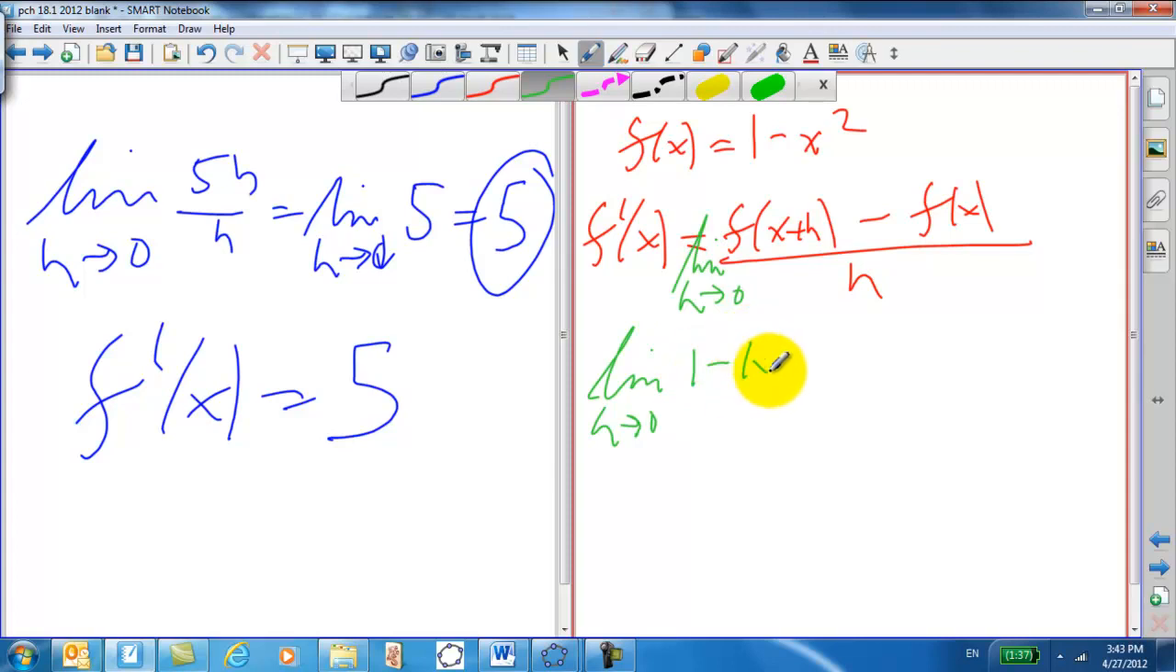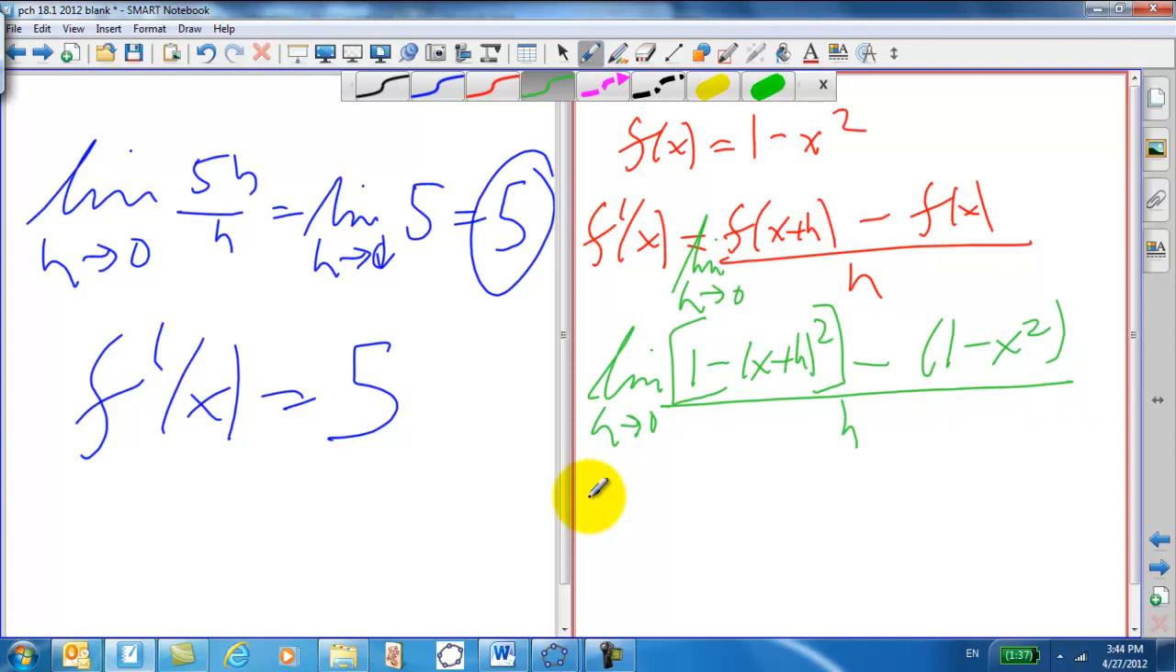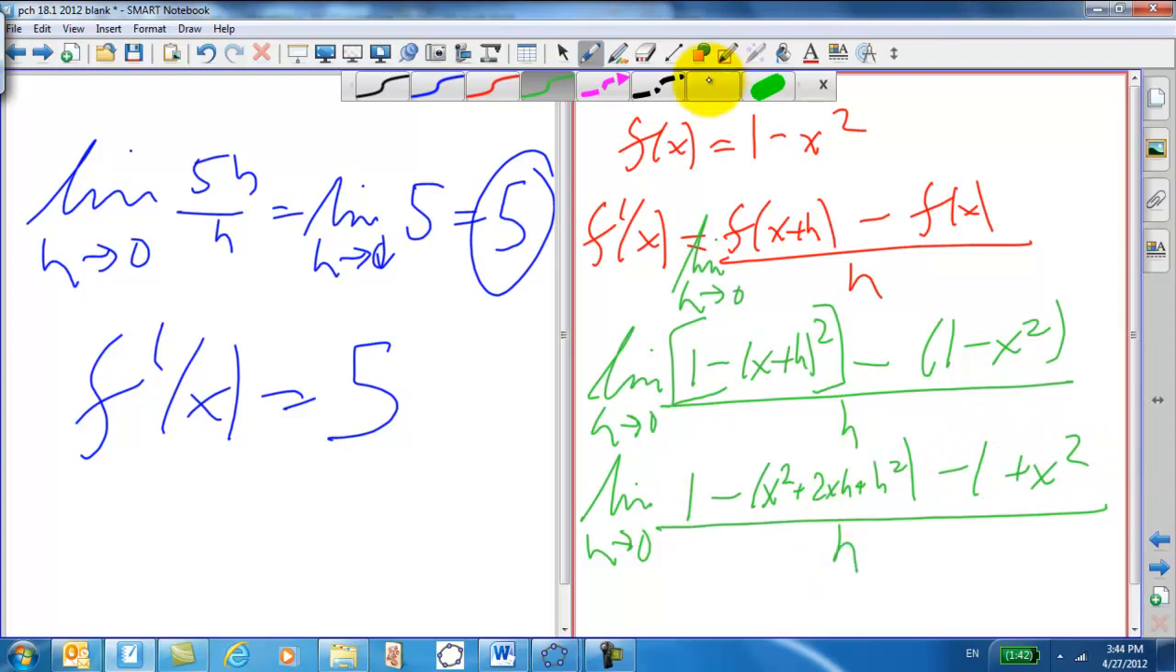So 1 minus x plus h squared minus f of x, which is 1 minus x squared. So all this is in a big group. That's f of x plus h. This is f of x all over h. So the limit as h goes to 0 of 1 minus x squared plus 2xh plus h squared minus 1 plus x squared all over h. We see some stuff is canceling already.